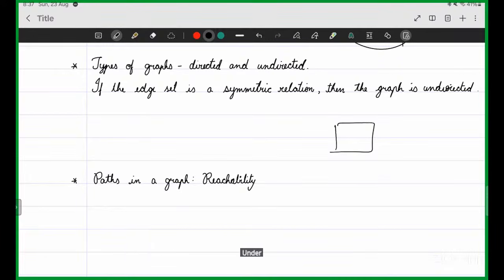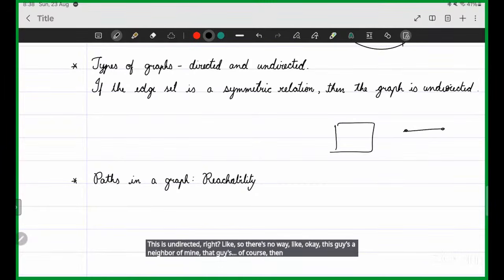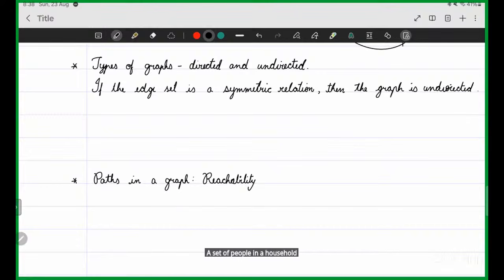Undirected. So there is an edge between house one and house two if they are next to each other, if they are direct neighbors of each other. This is undirected, right? There's no way that this guy is a neighbor of mine, but I am not a neighbor of this guy. There is no way that it can be a one-sided relation. On the other hand, if I have a set of people in a household, and I say the relationship is that person 1 is connected to person 2 if person 1 is a parent of person 2.